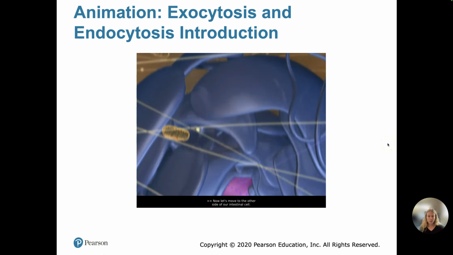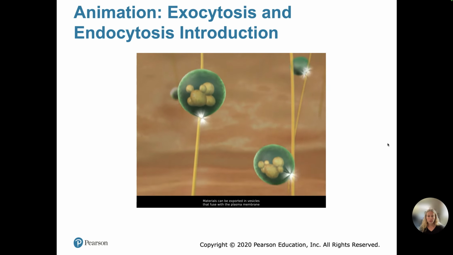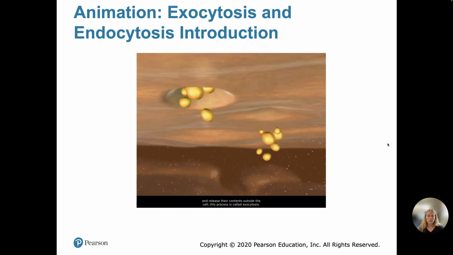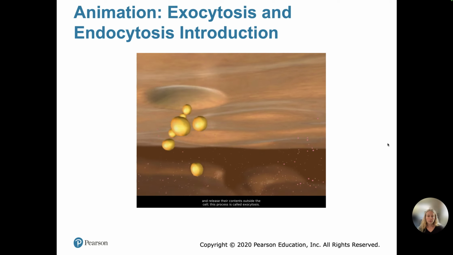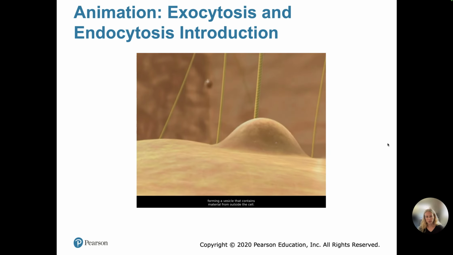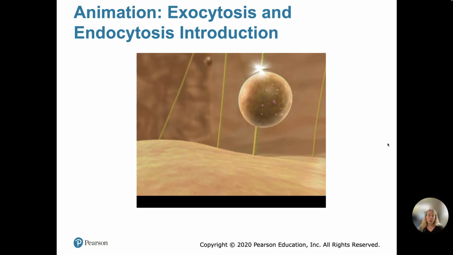Now let's move to the other side of our intestinal cell. Materials can be exported in vesicles that fuse with the plasma membrane and release their contents outside the cell. This process is called exocytosis. In endocytosis, the plasma membrane pinches in, forming a vesicle that contains material from outside the cell. So I really like this video because it provides a good visual representation of those two processes. It clearly shows exocytosis exporting molecules from the cell and then endocytosis forming a vesicle that then goes into the cell.